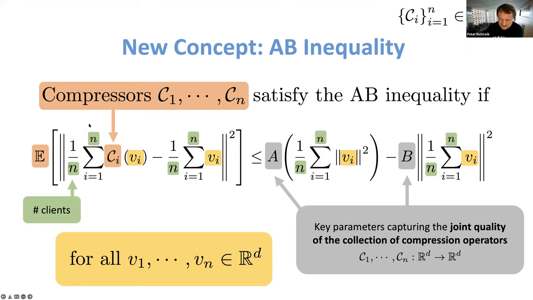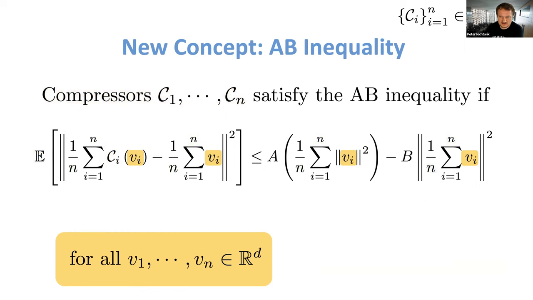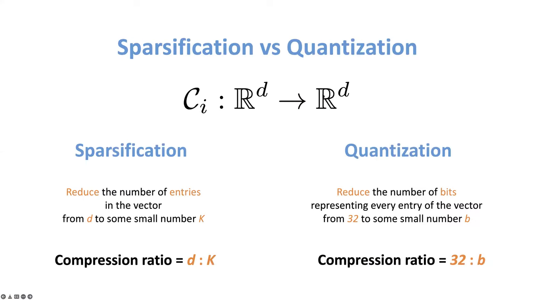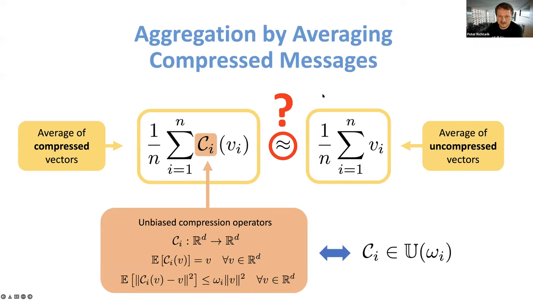the standard approach to designing these compressors, as I said, is individual, not this joint design. You would just work with this general definition in the upper right corner of a compressor CI which is unbiased, and its own individual variance is bounded by omega I times the squared norm of the input vector. This definition is perfectly fine, except it completely fails to capture any kind of joint power of the average of the CIs as an estimator of the average of the uncompressed vectors. That is what is really missing. And remember, that is actually what we want to do: estimate some average of dense vectors by the average of compressed vectors. If we design these compressors individually, certainly we are losing something.